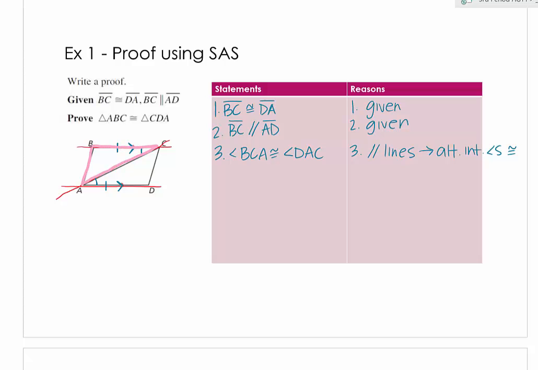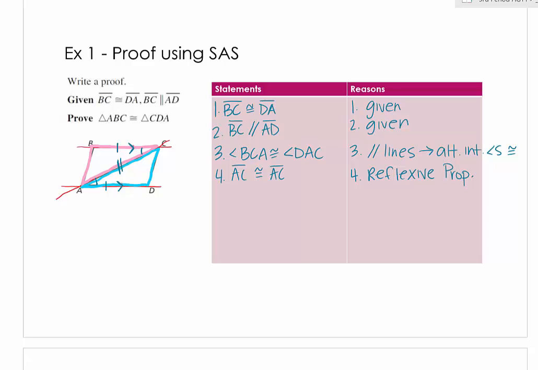And remember, we're trying to prove that those 2 triangles are congruent. So I have this pink one here, and then I also have this blue one. And we notice that both of these pink and blue triangles actually share that side there, AC. So because that's shared, we can say that that's congruent by the reflexive property.